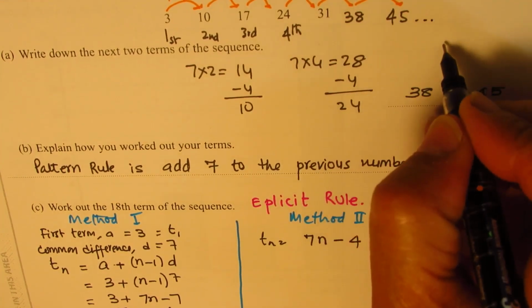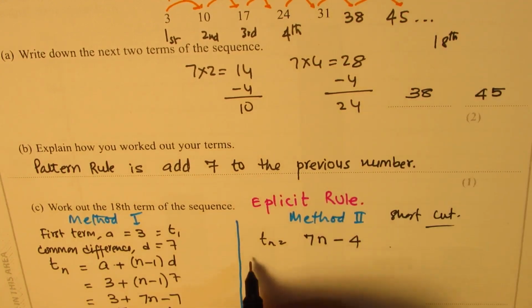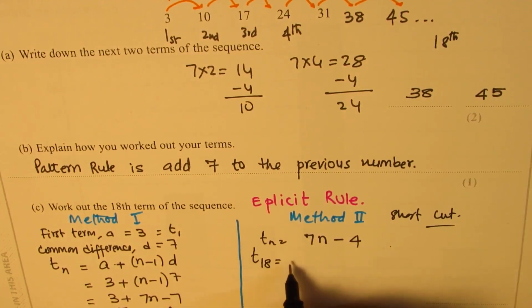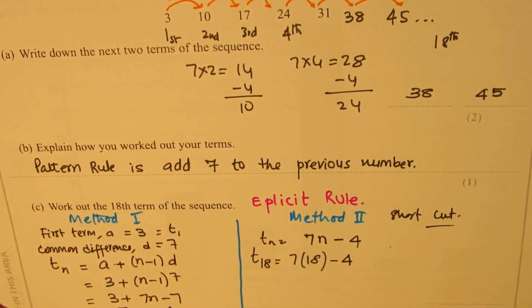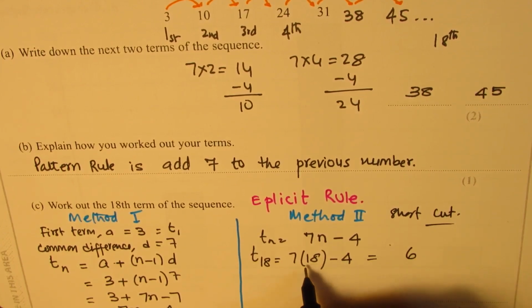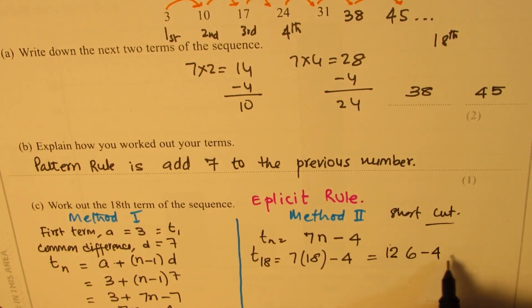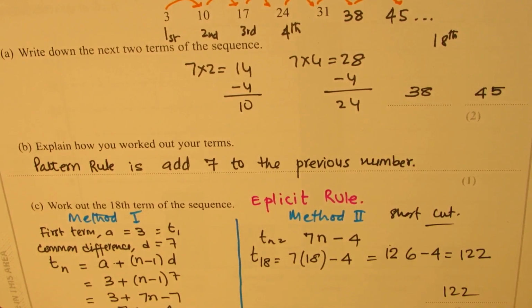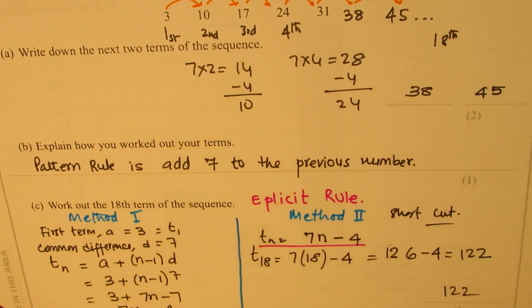Similarly, if I have to get the 18th term, what should I do? I'll write T18 as 7 times 18 minus 4. Does that make sense to you? So let's do it. 7 times 8 is 56, carry 5. 7 times 1 is 7, and 5 is 12. 126 minus 4 will give us 122. So that becomes our answer. This method is very good and you can straight away find it from the common difference. Is that clear to you?